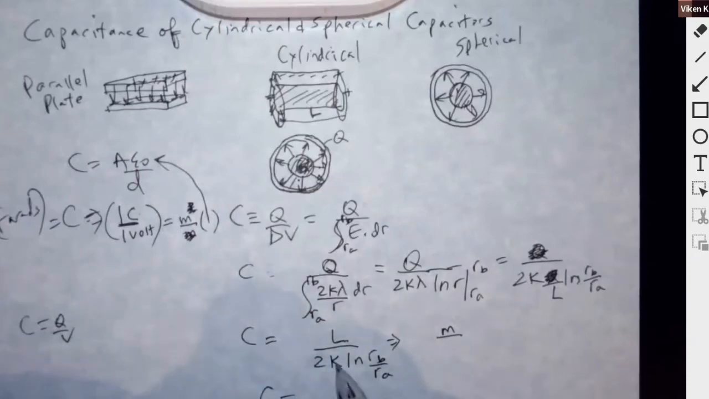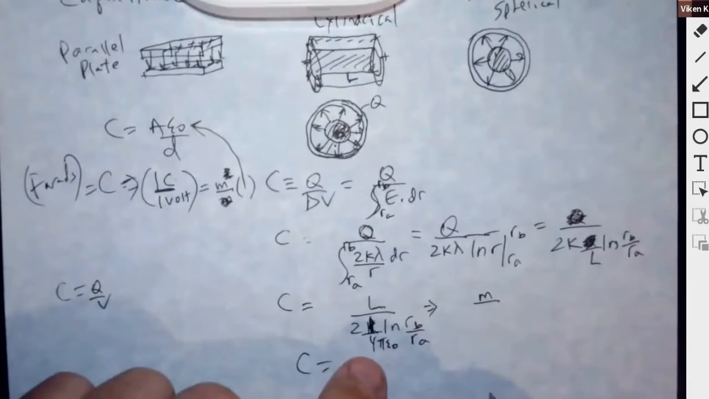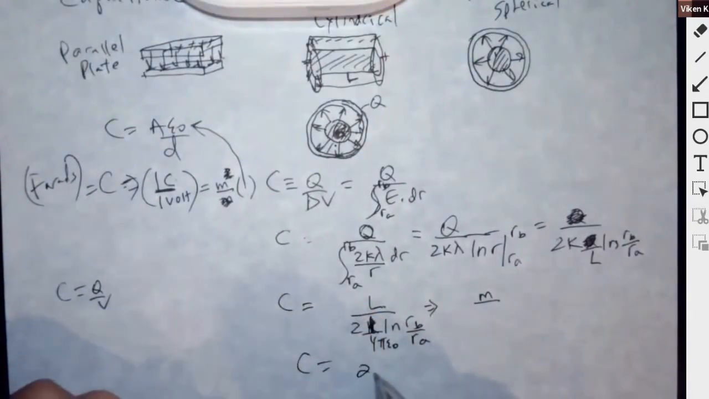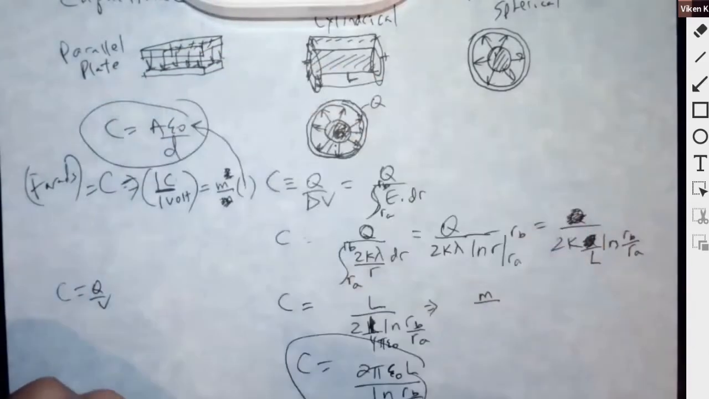So then 1 over 4 pi E0, right? And then this will be 2 pi and you'll go to the top. So it'll be 2 pi E0 L over ln of RB to RA. So if we were to write it the same way that the capacitance of a parallel plate is usually written.